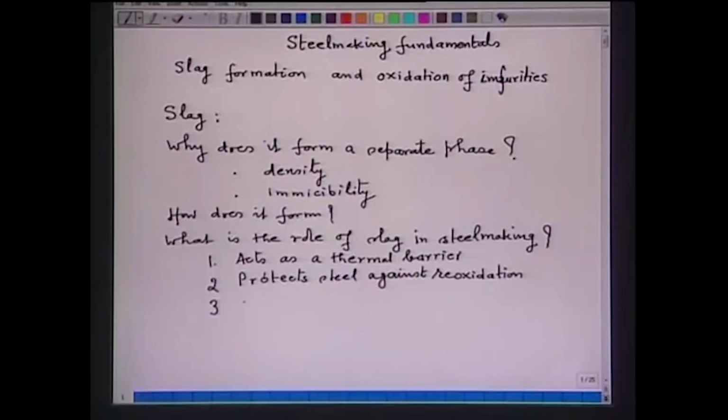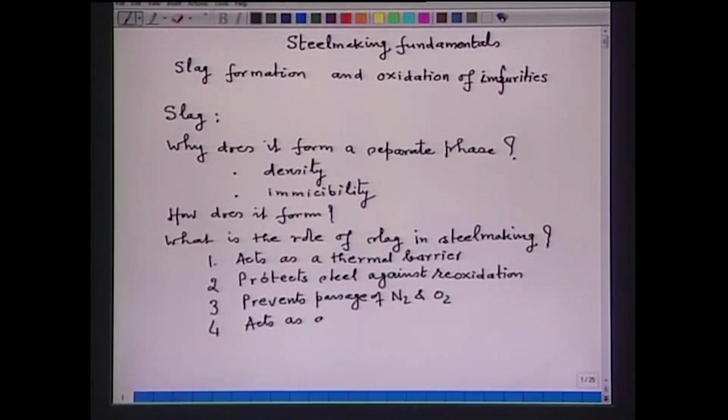Third, slag prevents passage of nitrogen and oxygen from the gaseous phase to the molten bath, because there is a slag cover, and whenever the gas, for example nitrogen or oxygen from the atmosphere, can be transferred only through the slag, and in that way slag prevents the passage of nitrogen and oxygen into the molten bath.